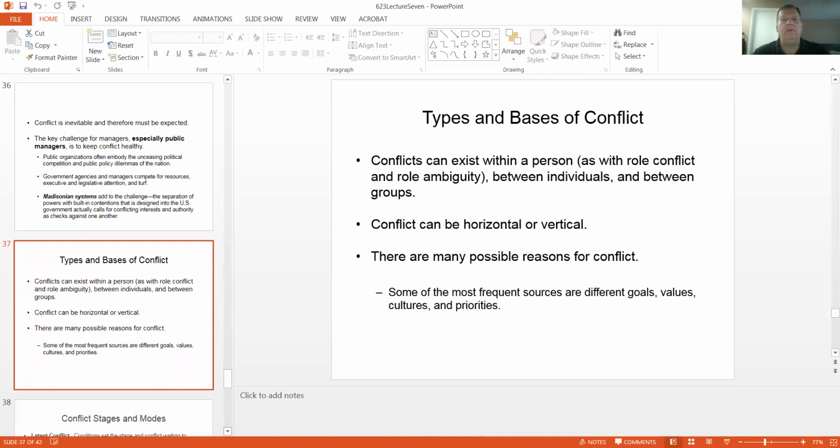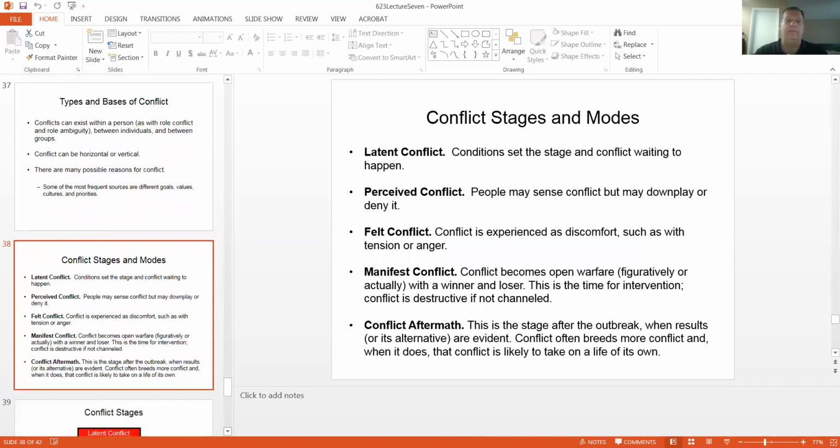And there are several different stages to conflict. Conflict can be horizontal, it can be vertical. It can be between individuals, it can be between groups. It can be because people in groups have different goals or different values, different priorities. So there are a lot of reasons why we have conflict. But what we need to do as leaders is we need to encounter that conflict as soon as we can at the proper stage of that conflict.